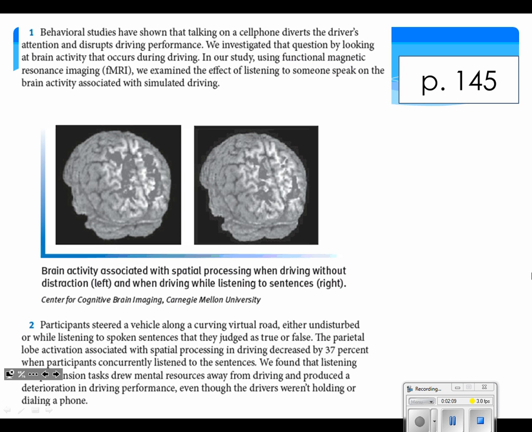Let's go ahead and start reading the article. I'm going to read through page 145 with you folks aloud, and then I'm going to have you read 146 on your own or with a partner. Okay? Behavioral studies have shown that talking on a cell phone diverts the driver's attention and disrupts driving performance. We investigated that question by looking at brain activity that occurs during driving. In our study, using functional magnetic resonance imaging, or fMRI, we examined the effect of listening to someone speak on the brain activity associated with simulated driving.